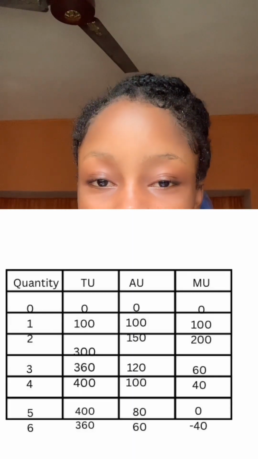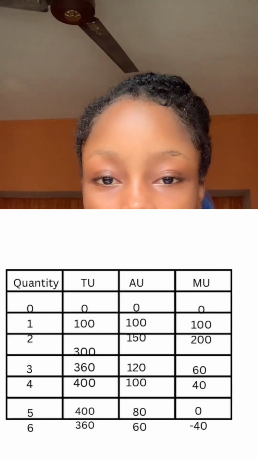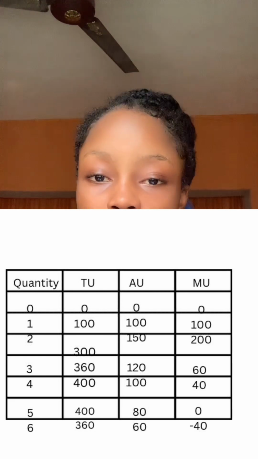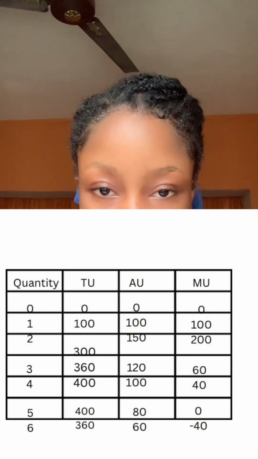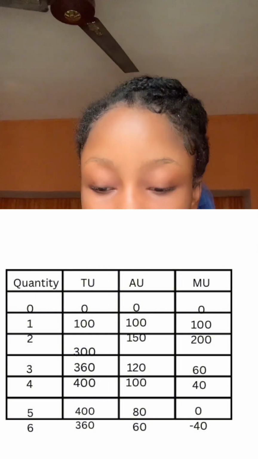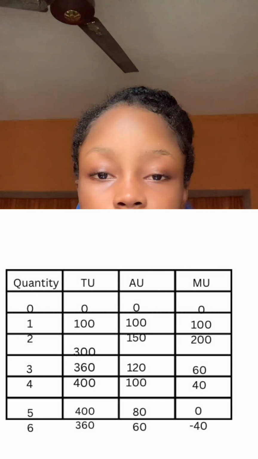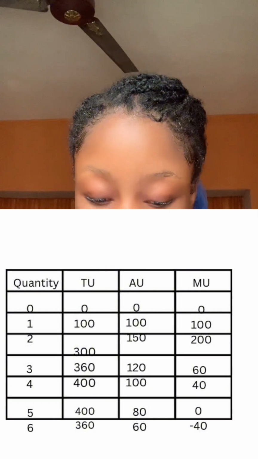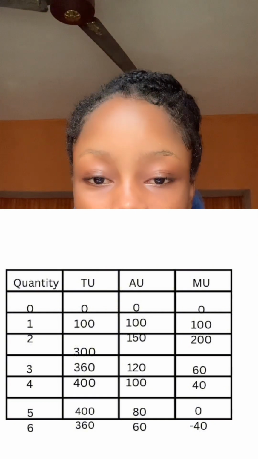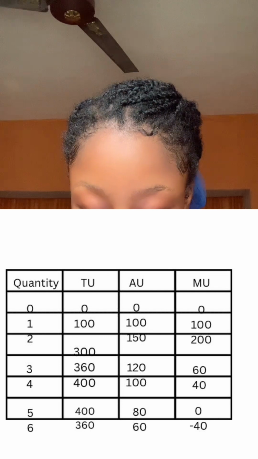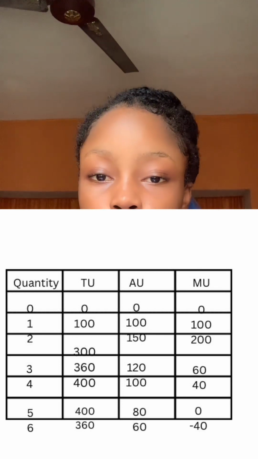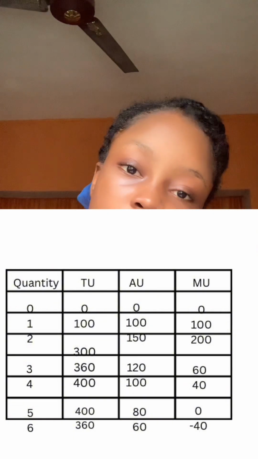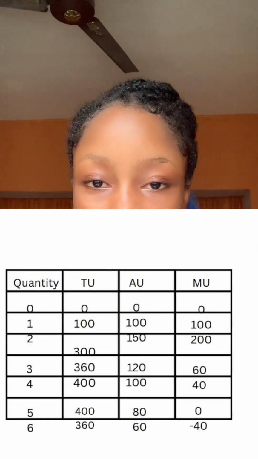Next up, we're going to be looking at some examples under marginal utility, total utility, and average utility. Average utility is the total utility divided by the quantity of goods consumed. Given the example below, we are going to be looking at how total utility, average utility, and marginal utility are related. Like I said earlier, total utility is the total amount of satisfaction derived from the quantity of goods consumed. Average utility is the total utility divided by the quantity of goods consumed.